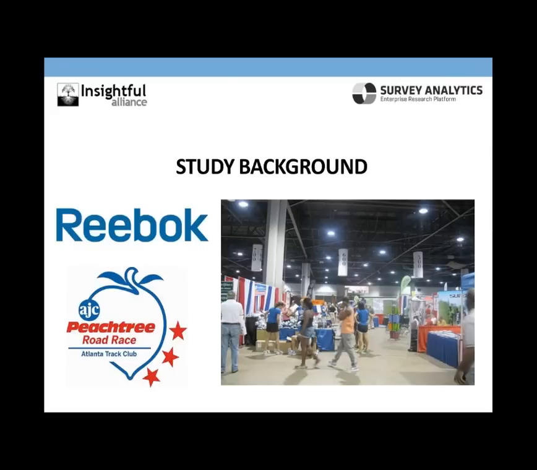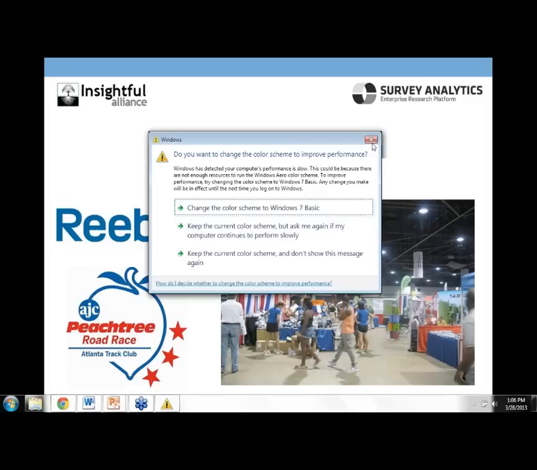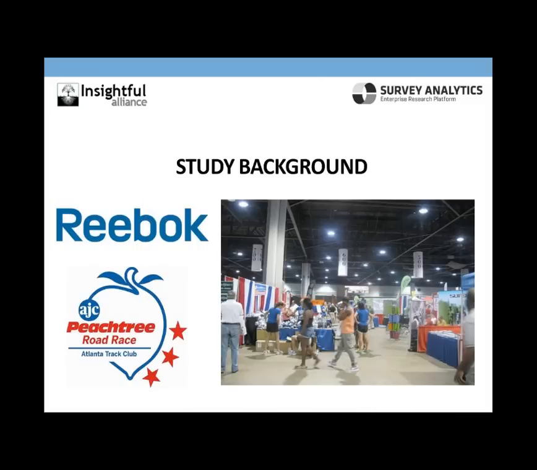Just to give you some basic background on the project, Reebok had hired us to do an intercept survey at a running expo, and this was going to be taking place for 2 days, just prior to a road race in Atlanta. It's called the Peachtree 10K Road Race, and I believe it's one of the largest 10K road races in the world. And the idea would be that we were going to be in the Reebok Expo booth, and we would conduct intercept surveys with Expo attendees as they entered or walked past the booth.